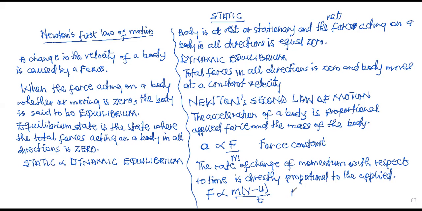Okay, the numerator, m times (v minus u), is what we call the change in momentum. Momentum is represented by the letter P. I will explain that in our next online session. So the rate of change of momentum with respect to time is directly proportional to the applied force. This is also Newton's second law of motion.